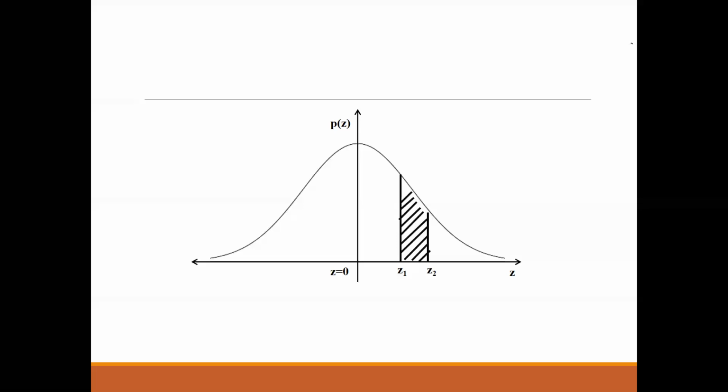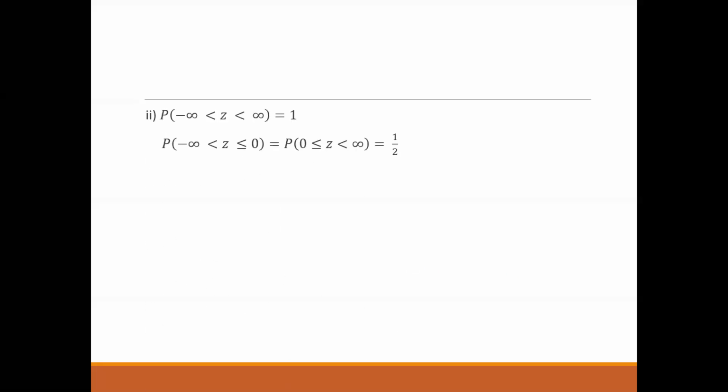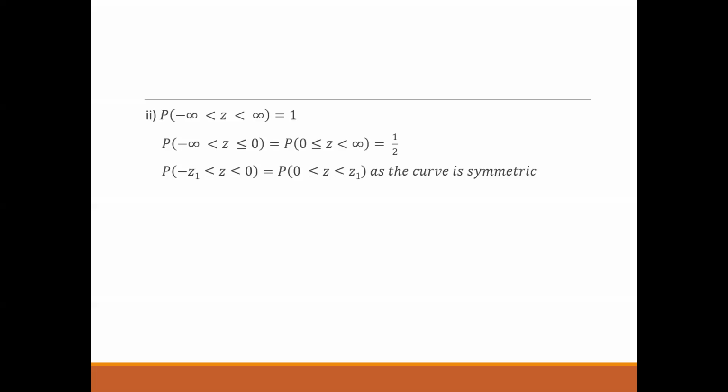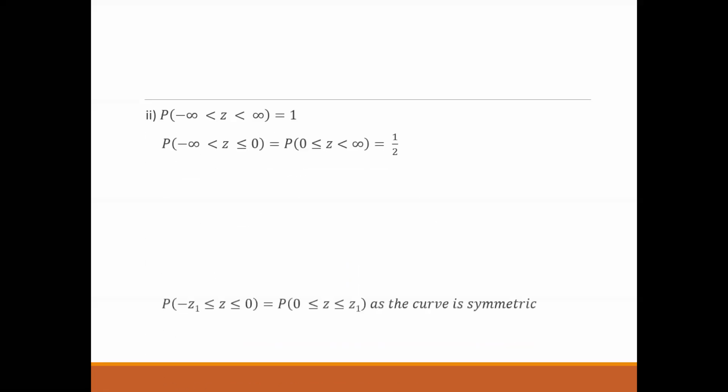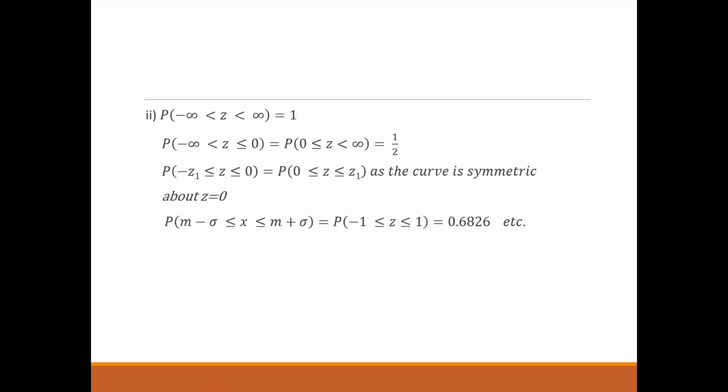This was one I showed you last time. There are two halves under the normal curve. The half on the right hand side has a total probability of 1 by 2. Similarly, because it is symmetric, the left hand side will also be equal to 1 by 2. We can make use of this property of symmetry whenever we are doing the calculation for different probabilities. These are some points you can note down.